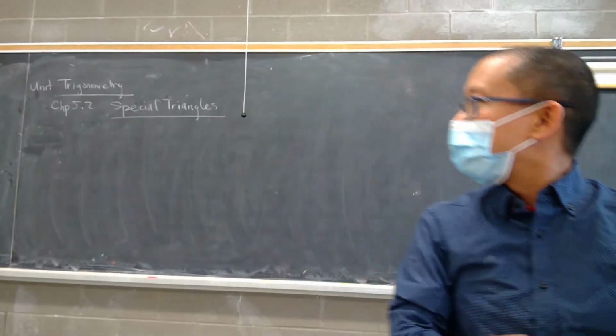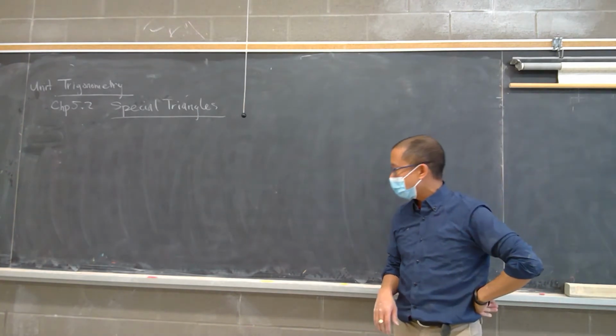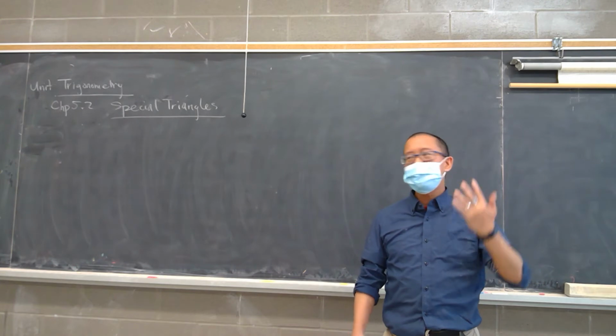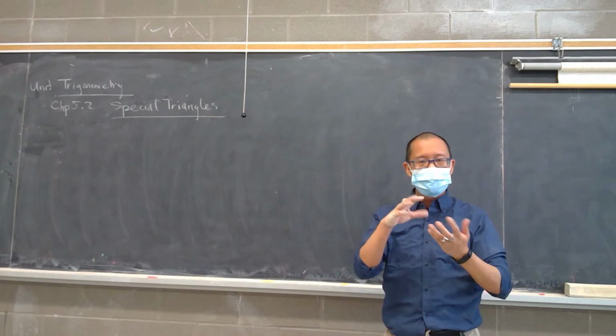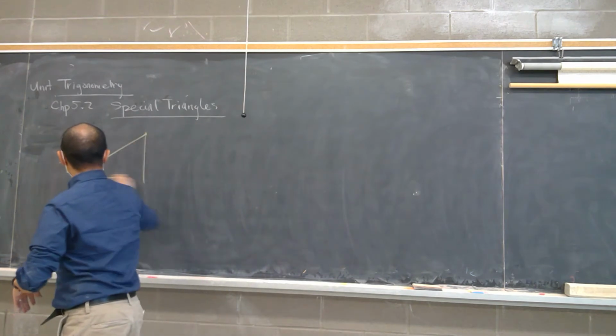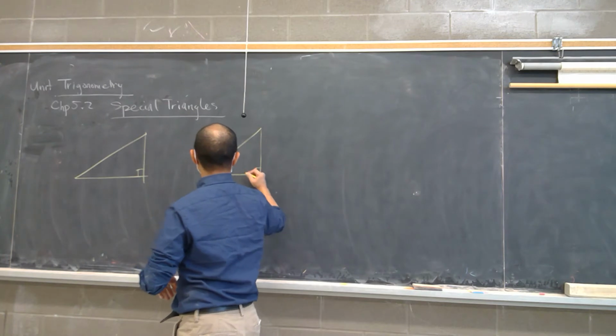Today is Thursday, March the 11th, and this lesson is on section 5.2, special triangles. There are actually two famous triangles. If you have that trigonometry set that your parents might have given you, one is a triangle that looks something like this, a scalene right triangle, and one is an isosceles right triangle.